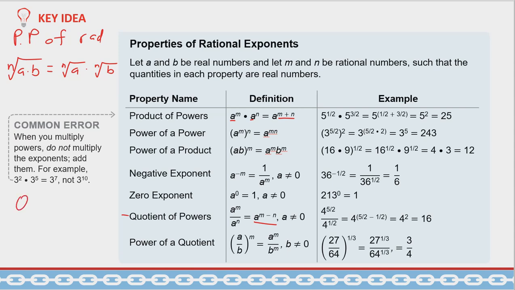And then we have the quotient property of radicals. So if I have the nth root of a over b, that is the same as the nth root of a over the nth root of b. So those are some properties that are going to help us out with our lesson today.